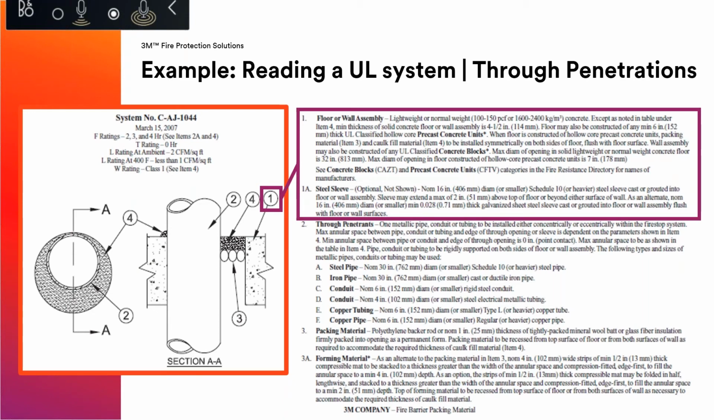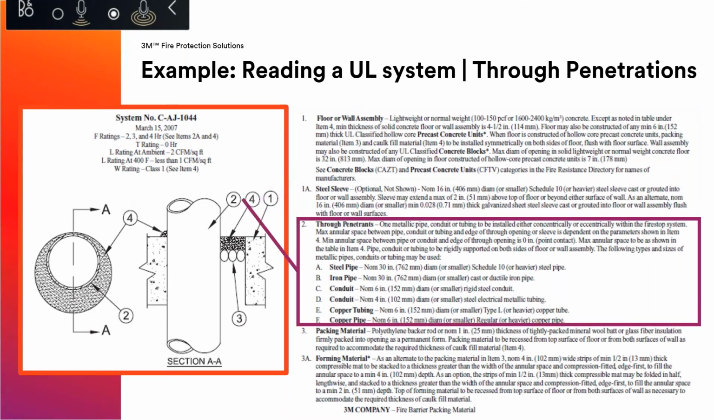In many cases, it's optional. But if your opening is sleeved, you want to make sure that you're referencing a UL system that specifically calls out a sleeve. It's going to identify the penetration types that are allowed and tested to. In this scenario, this is a concrete substrate with metallic penetrants. So it identifies the different types of metallic and the diameter of those metallic pipes that have been tested.